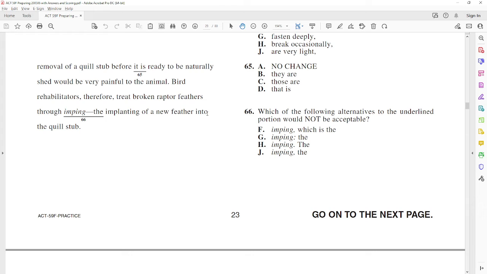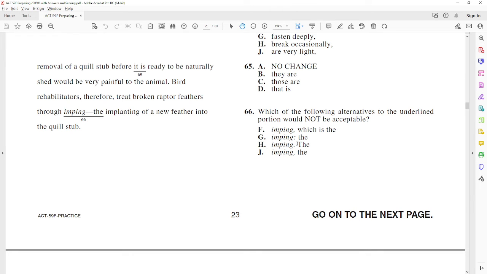Let's see. Bird rehabilitators therefore treat broken raptor feathers through imping. A period there would be incorrect. A comma, I think, would be okay. A semicolon would be incorrect. A comma, fanboys, would be incorrect. So those are some ways I might anticipate. Maybe you can't, and we have to look at the choices. Imping, which is the implanting of implant. That works fine. It's just a little explanation with the word which, and it can be set aside by a comma. G has imping, colon. We already said that would also be right, so that's not right.